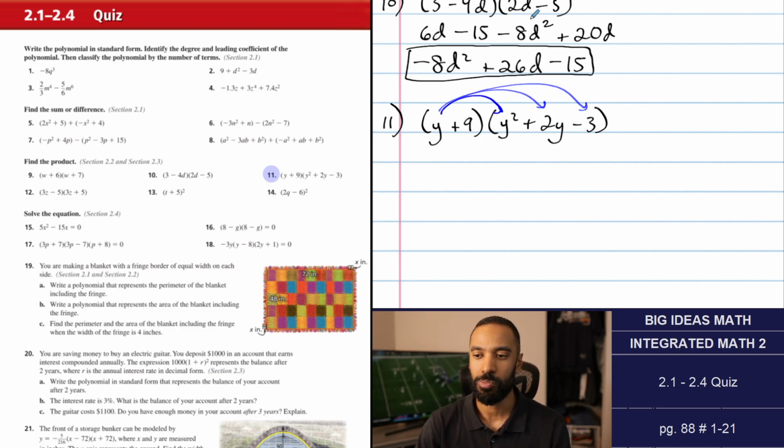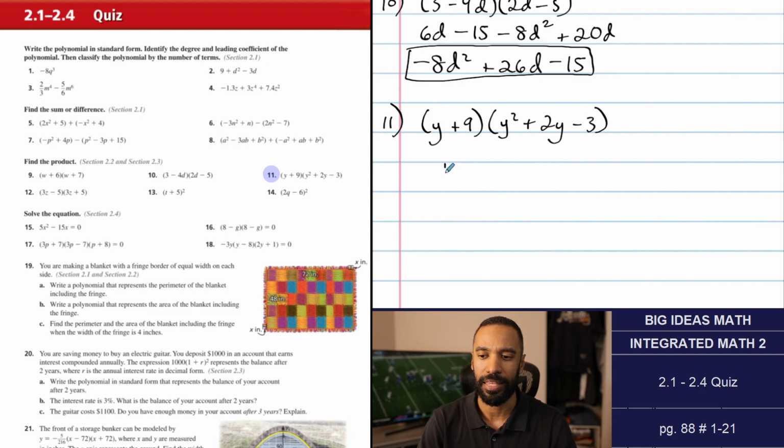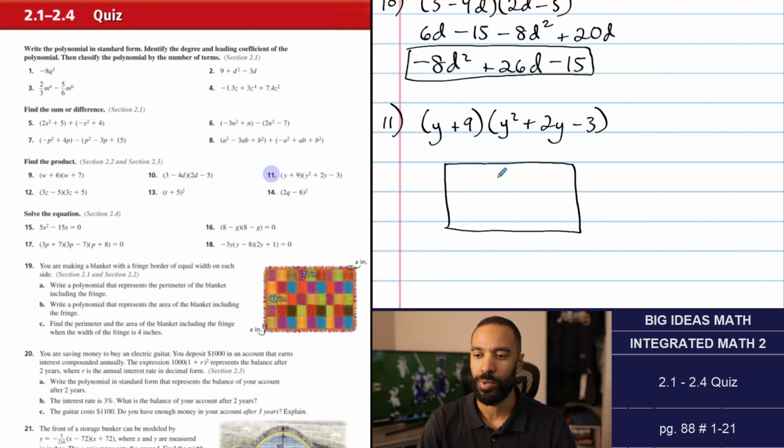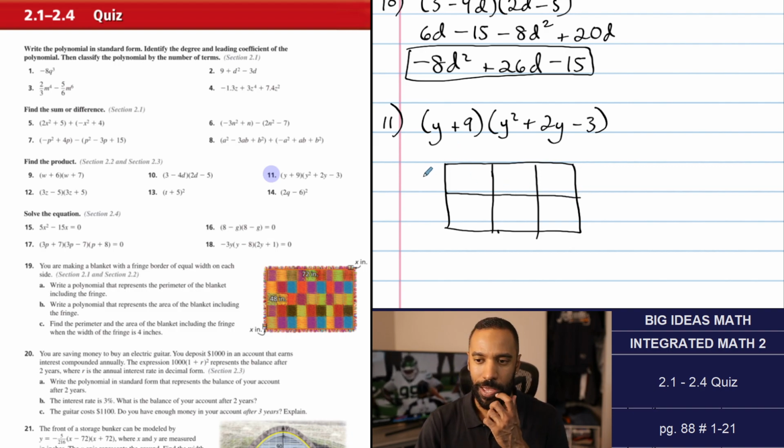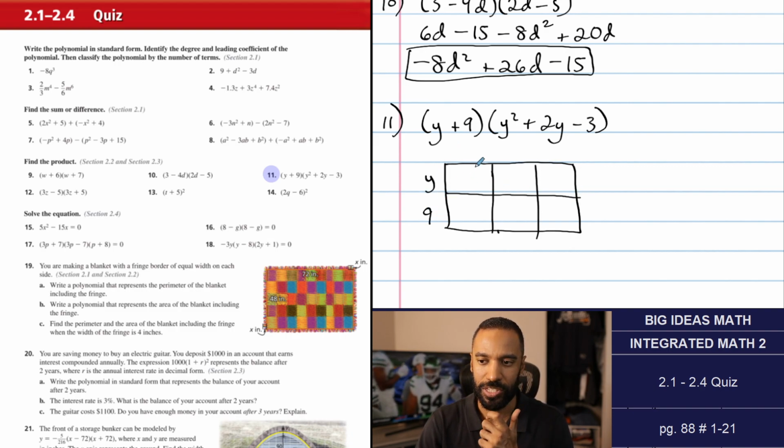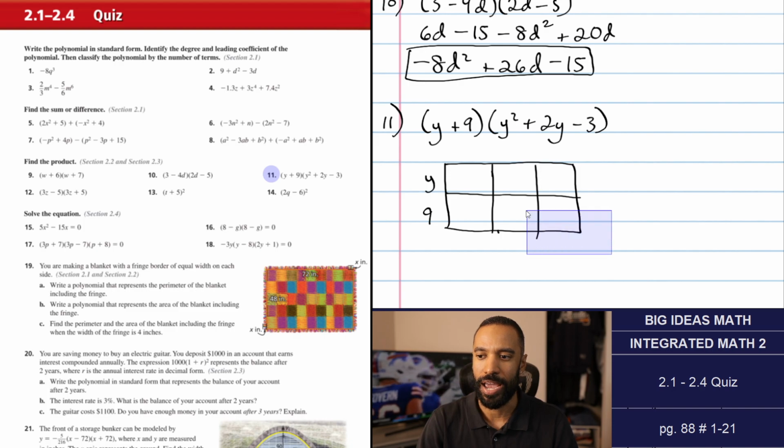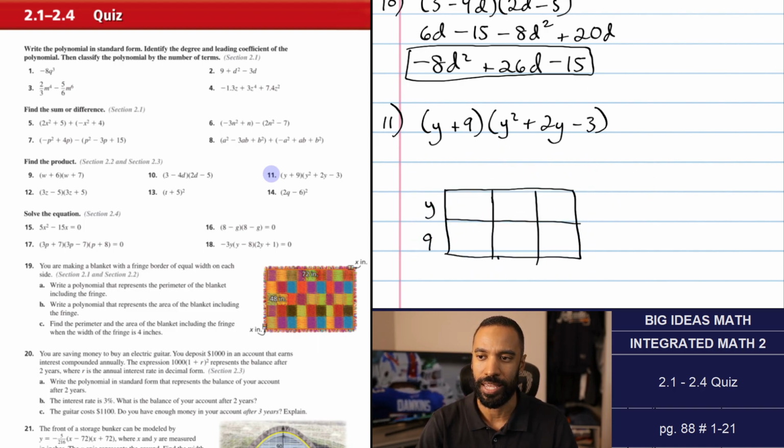But for the sake of this problem, having a 2 by 3, I'm going to go ahead and make this in the table format. And given that table format, what we do is we multiply this kind of like an area, like a base times height, where we take y plus 9 as this guy here. And then we're going to have that y squared plus 2y minus 3 as, say, the top, the base, the length, whatever you want to call it right here.